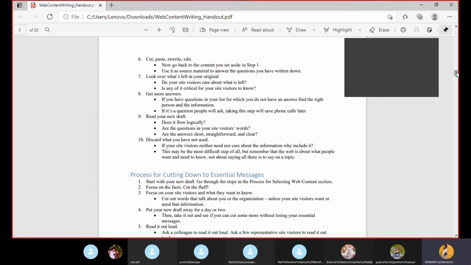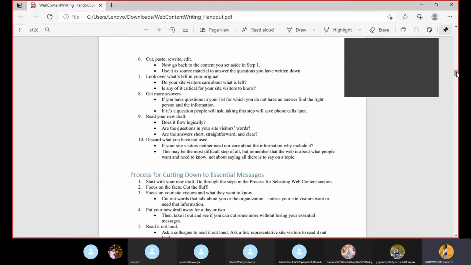Because if there are questions you have left without answers, the visitors who access your web page might call you later or message you asking for answers to those questions. So by answering the questions that the audience might ask, this saves you from later calls from your audience or visitors to your web page.